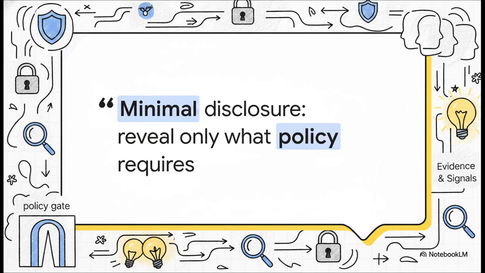I really want to highlight this core invariant because it's so fundamental. Minimal disclosure, reveal only what policy requires, proofs live in evidence and signals when possible. This isn't just some neat little feature, it is literally the governing philosophy of the entire trust architecture. Every single design choice is made to ensure you never, ever overexpose your data.